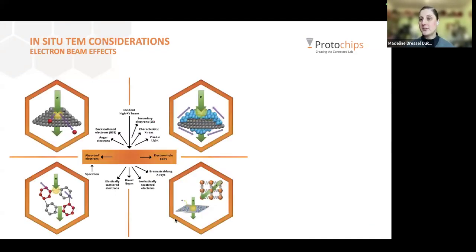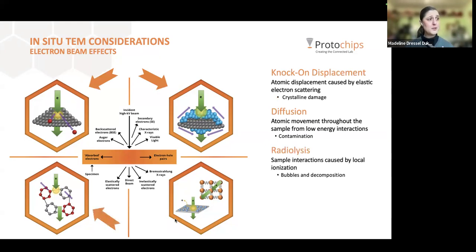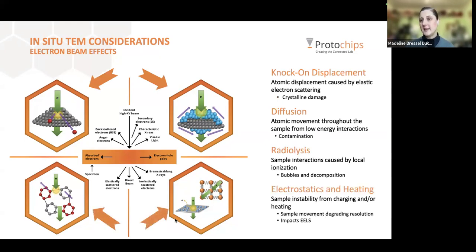So one of the biggest obstacles that people first encounter when they're working with liquid TEM is the effect of the beam. Now, certainly, no one who works with an electron microscope is a stranger to beam interactions. Knock-on displacement, diffusion of atoms, radiolysis, and electrostatics and heating are something that samples are always subjected to. That's one of the reasons that cryo is so widely used, is that the low temperature helps to mitigate some of that, particularly in very fragile systems. But when it comes to liquid, radiolysis is incredibly important.